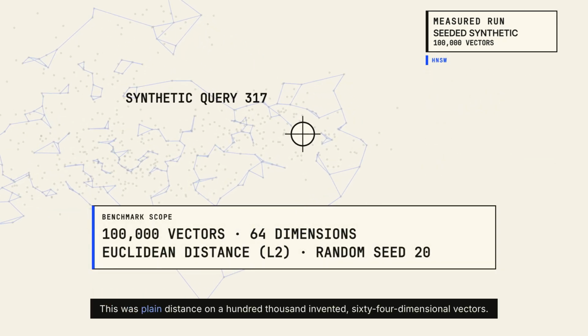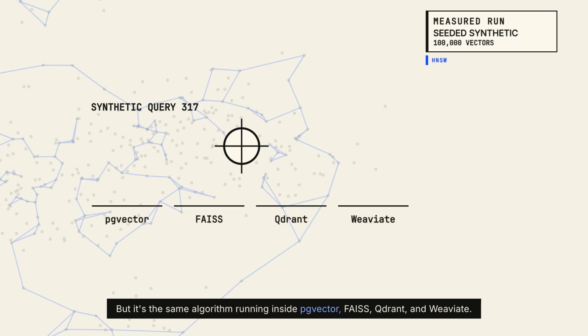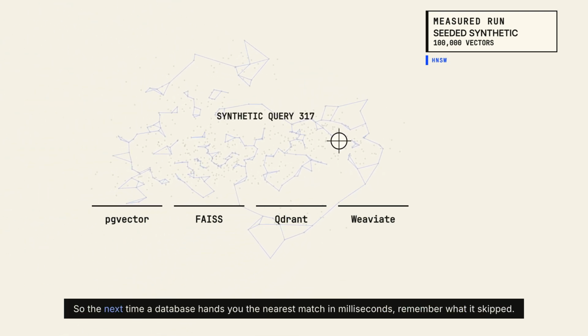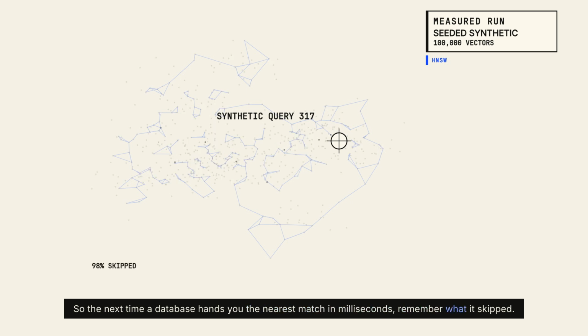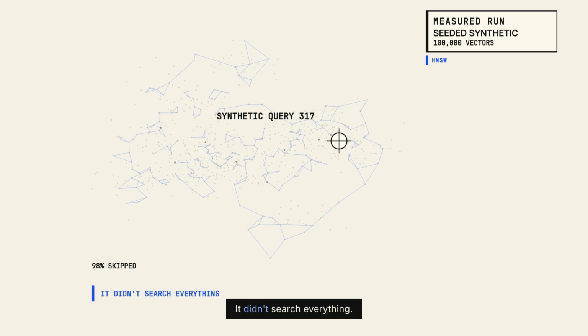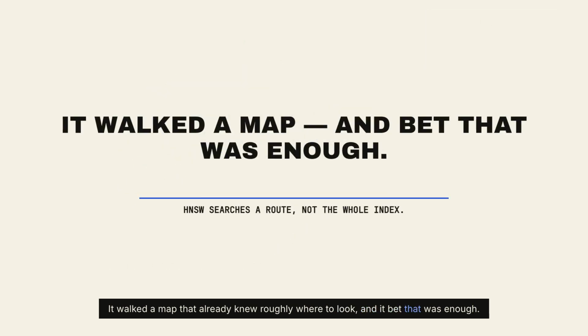This was plain distance on 100,000 invented 64-dimensional vectors. But it's the same algorithm running inside pgvector, FAISS, Qdrant, and Weaviate. So the next time a database hands you the nearest match in milliseconds, remember what it skipped. It didn't search everything. It walked a map that already knew roughly where to look, and it bet that was enough.